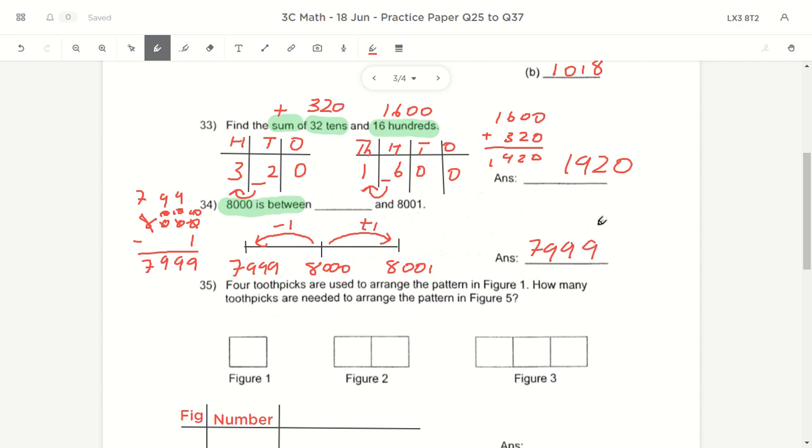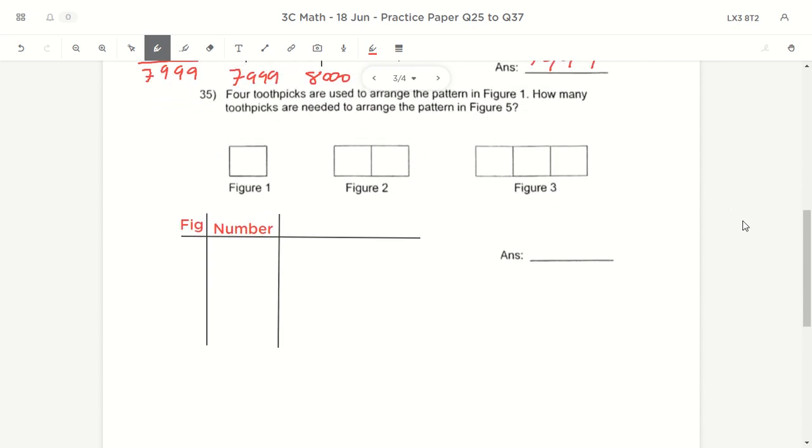7,999. Right? So it's quite simple. Some of you don't even need to do working, you know it's 7,999. Okay, question 35 is about pattern. So let's figure out a pattern.